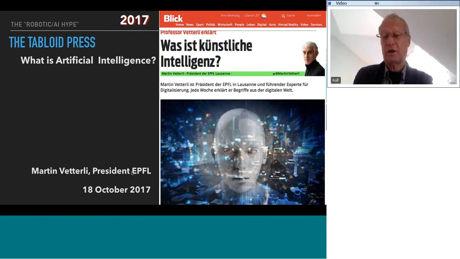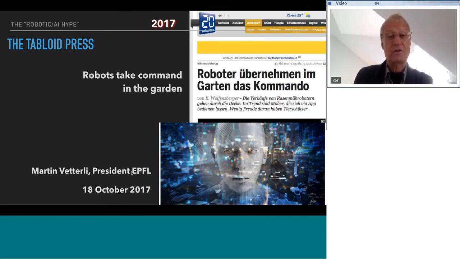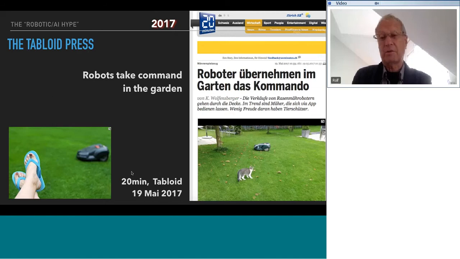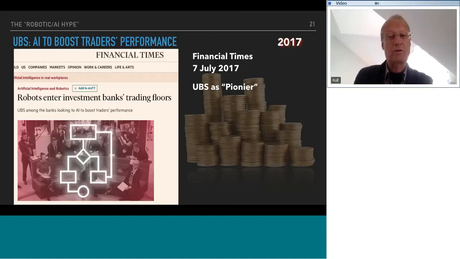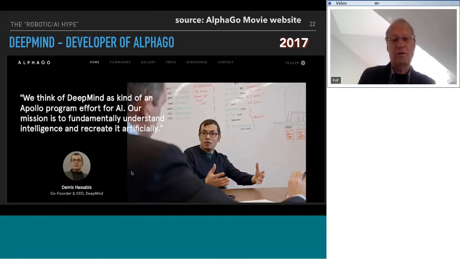Then a tabloid in Switzerland, the president of EPFL, writing about artificial intelligence. What is artificial intelligence? Here, another tabloid in Switzerland, robots take command in the garden, of course, robot lawnmowers. And here is that robots also entered the trading floors. So UBS, one of the largest banks in Switzerland, one of the largest in the world, is pioneering bots. I mean, these are not physical robots, but just software bots that support traders on the floor.